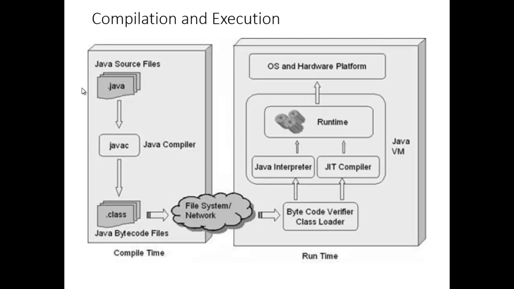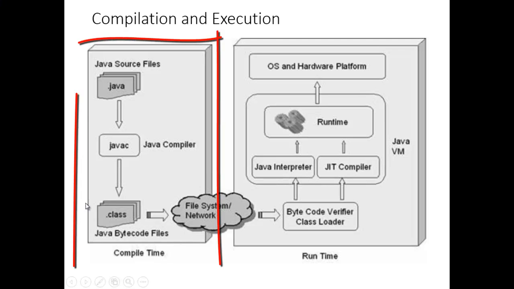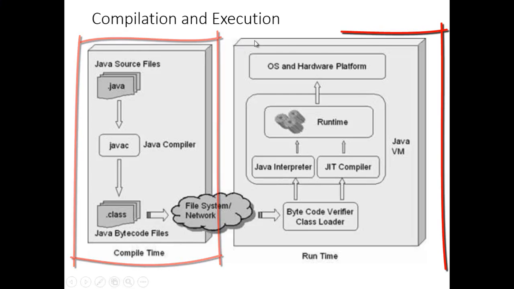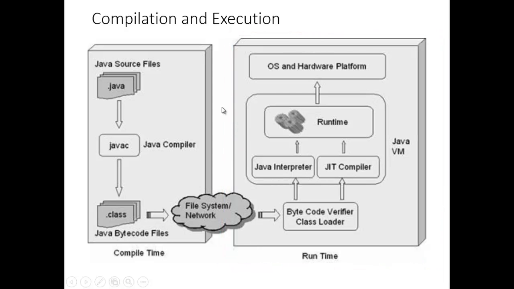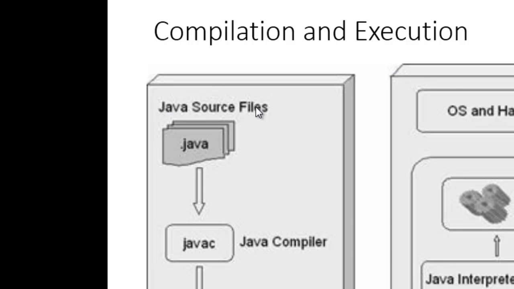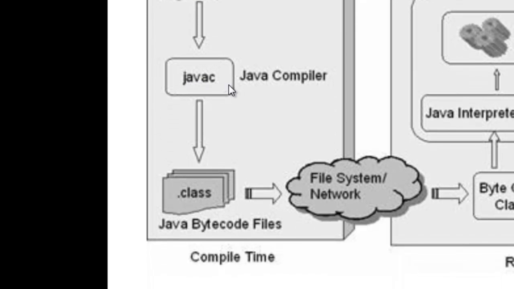Now we will see the compilation and execution process in some more detail. For this diagram, we will try to understand what exactly happened in the compilation and execution. This whole portion is compilation, and this is for the execution process. Whenever we write a Java file, we must save it with a .java extension. This is our Java code, and after this, the Java code is compiled by the javac compiler.